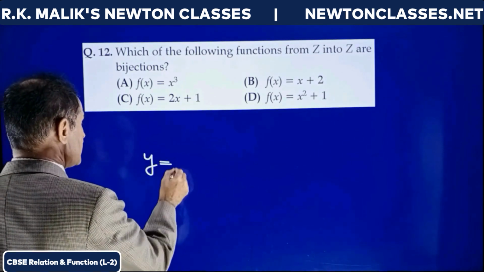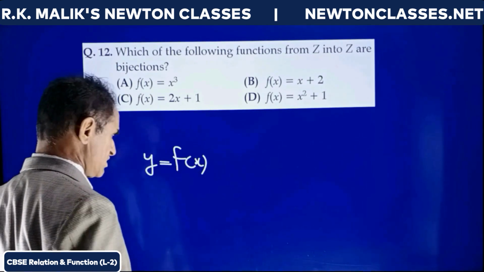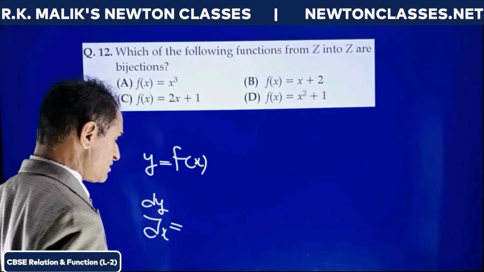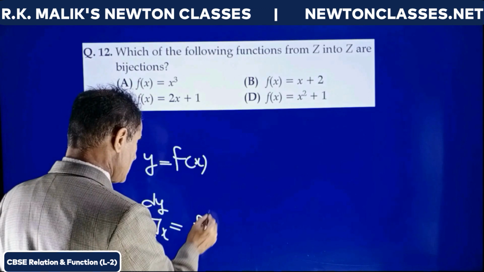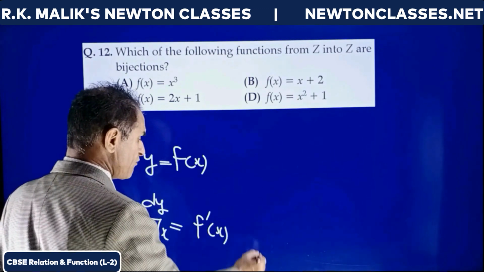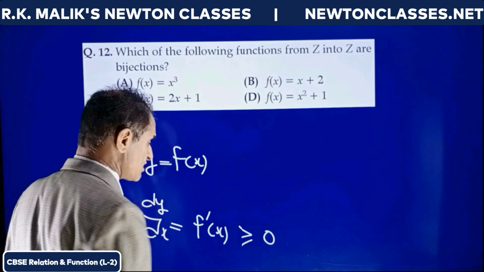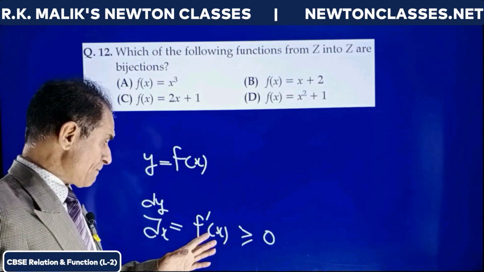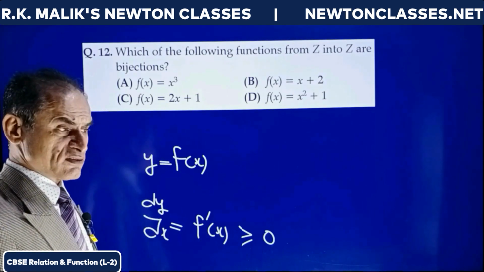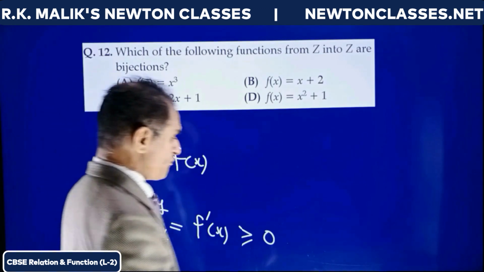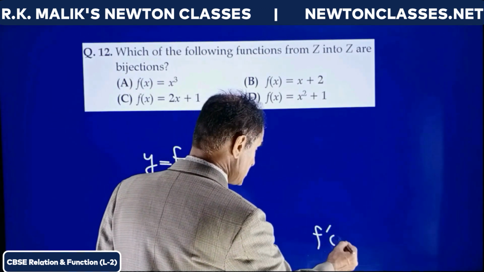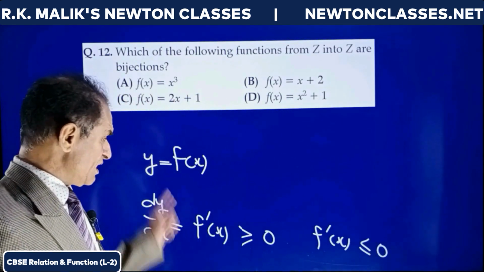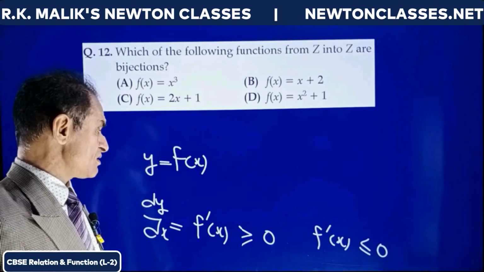Remember that if y equal to f(x) is the function and we find dy by dx, that is f dash x, if you reach at the result that f dash x is greater than or equal to 0 for every value of x, you will say the function is one-one. Or if f dash x is less than or equal to 0 for all values of x, in that case also you will say the function is one-one.